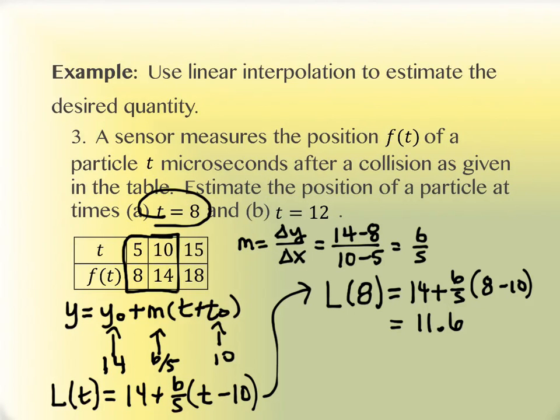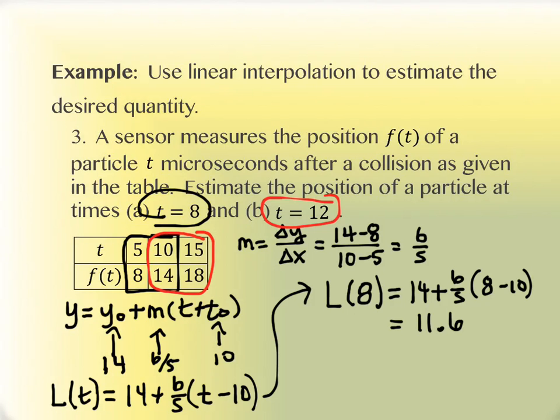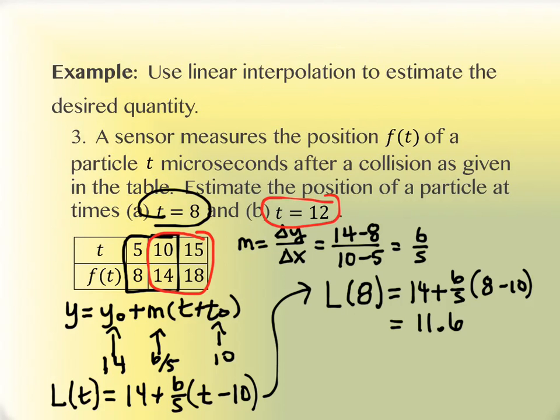For the second one, we're looking at t equal to 12. For t equal to 12, you'll notice that the 2 points that are nearest or surrounding t equal to 12 are at t equal to 10 and t equal to 15. So we don't have the same slope either. All that changes. So we're creating a new equation with that information. So our new equation, we're going to use t equal to 10 and 15 for t, and for f of t, we have 14 and 18. And we're looking at t equal to 12.